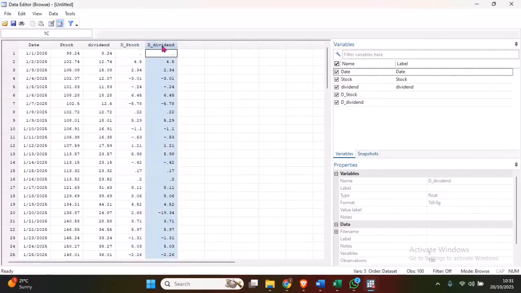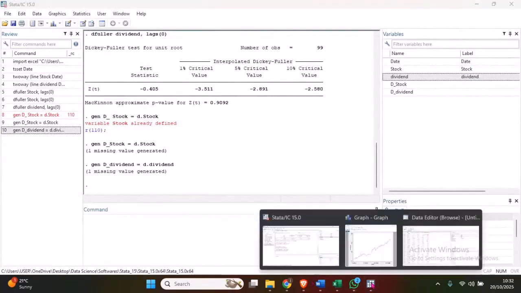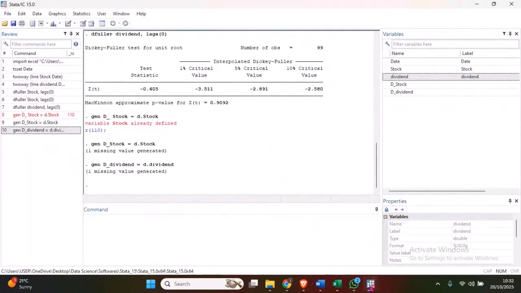Remember we said that the difference means the current period minus the previous period. If you take 12.74 minus 8.24, you get 4.5. Yes, you get 4.5, just like that. So we have generated the difference variables for stock and dividend.